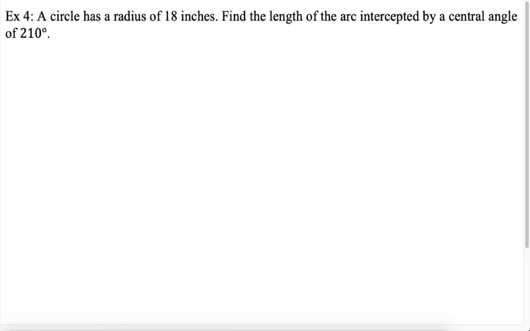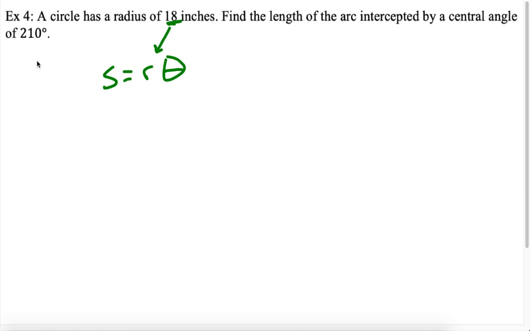Okay, so I'm going to go ahead and jot down our formula. S equals r theta. So what we know in this problem is that the radius is 18. So right off the bat, I have my r value of 18. I want to find the length of the arc. So what we're finding is s, intercepted by a central angle of 210 degrees. So I know my angle as well.